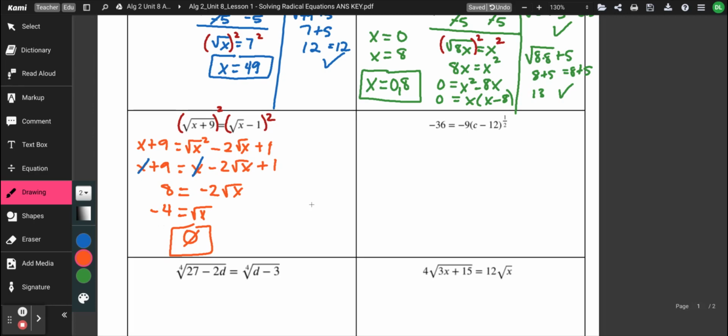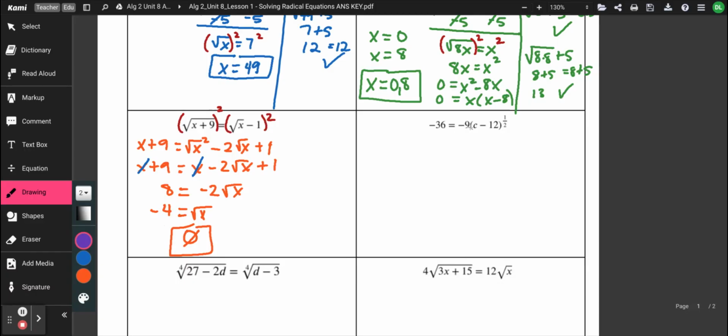Okay, the next one. Remember your fraction exponents. The bottom is your index, so that tells us if it's a square root, a cubed root, a fourth root. The top number is your exponent for this quantity, whatever is inside the radical.